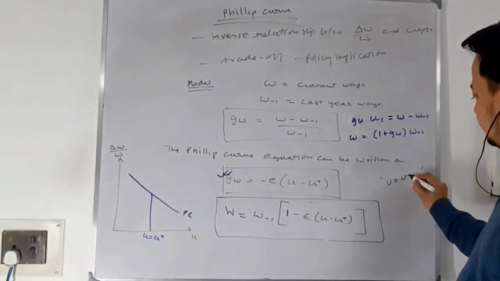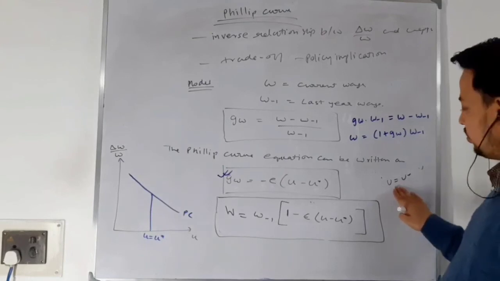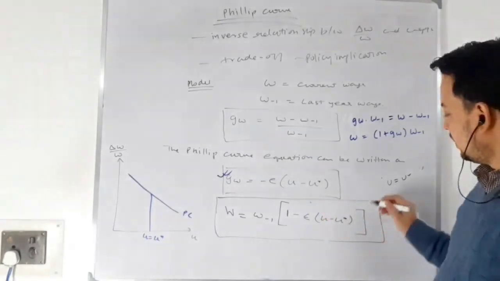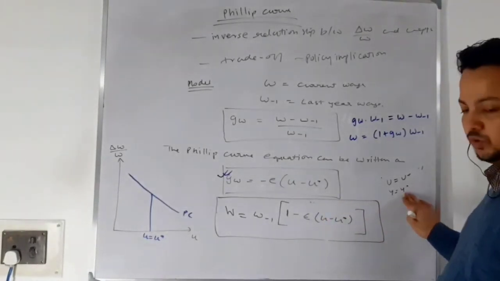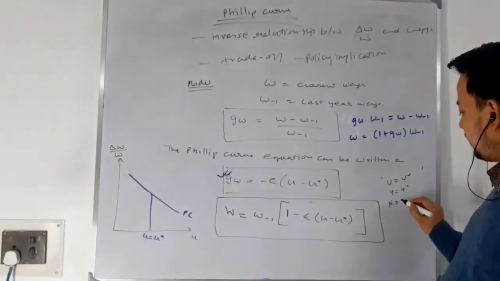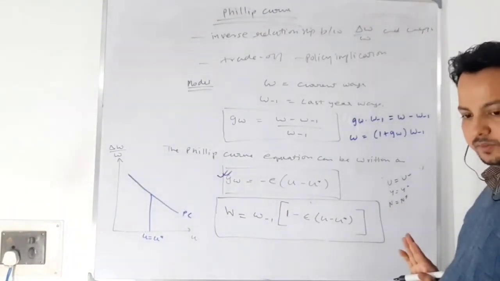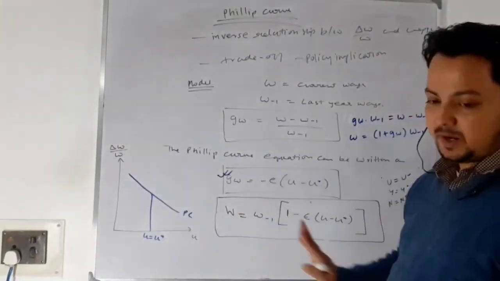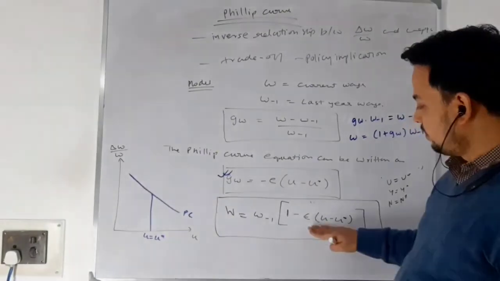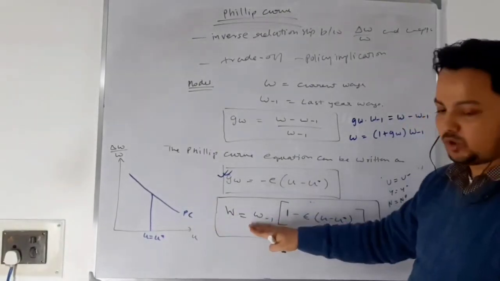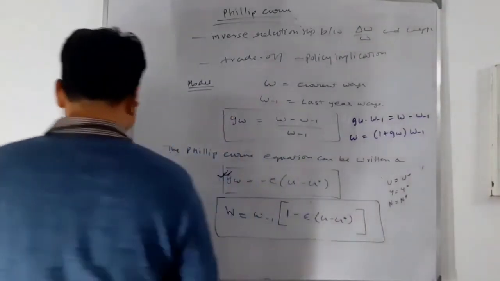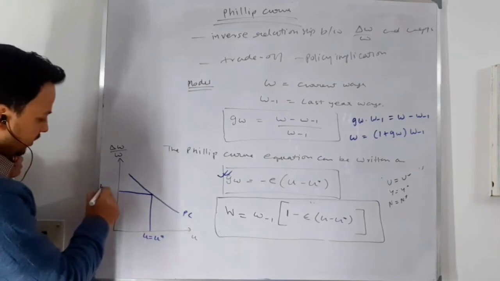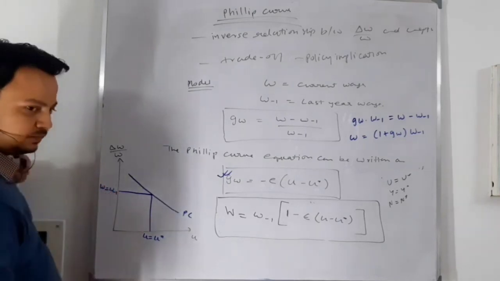When U equals U star, actual unemployment is equal to your natural rate of unemployment. That means we have a steady rate of unemployment in the economy. Actual output is equal to your full employment output, and employment of the labor force is equal to N star. That means we have steady wages in the economy. My previous wage will be my current year wage. Look at this one, this will be 0. Then my current year wage will be equal to previous year wage. So this is what I am writing here, at the natural rate of unemployment: my current wage will be equal to previous year wage.